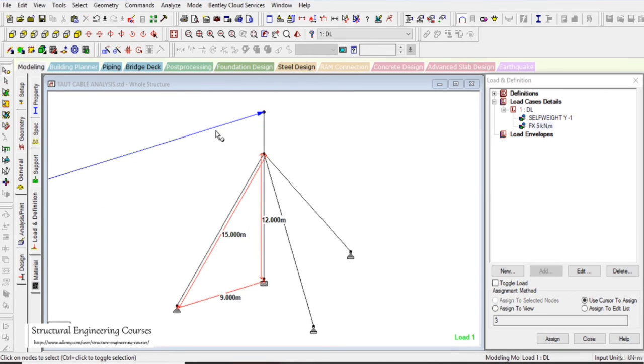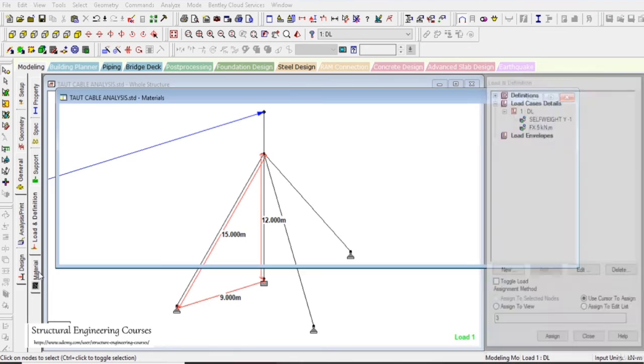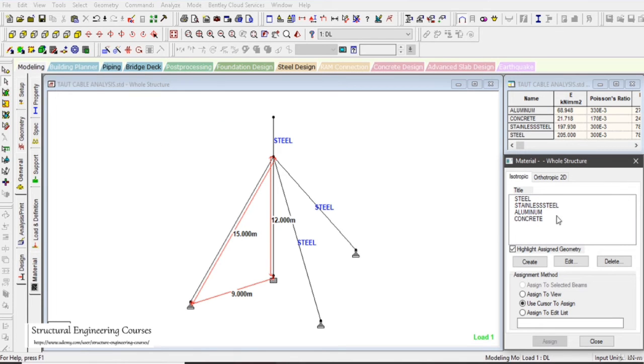So now basically we shall check that when this type of arrangement is facing a force of 5 kilonewton, or 500 kg, on the top of this tower, what basically shall be the forces in all these members here. So now the material is also assigned. Material should be steel for the whole structure here.